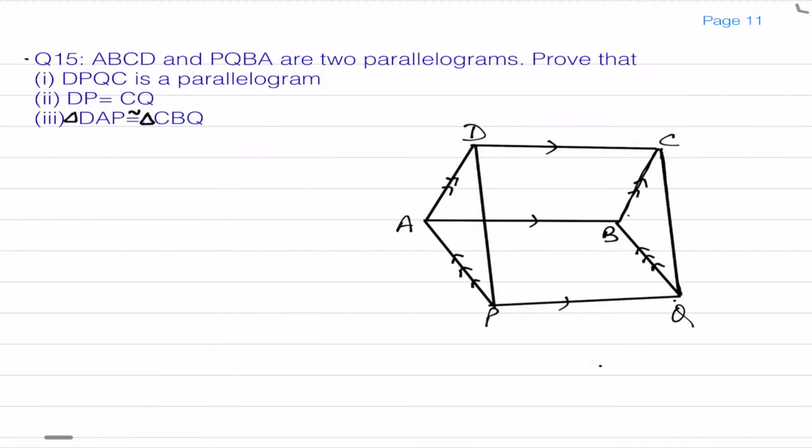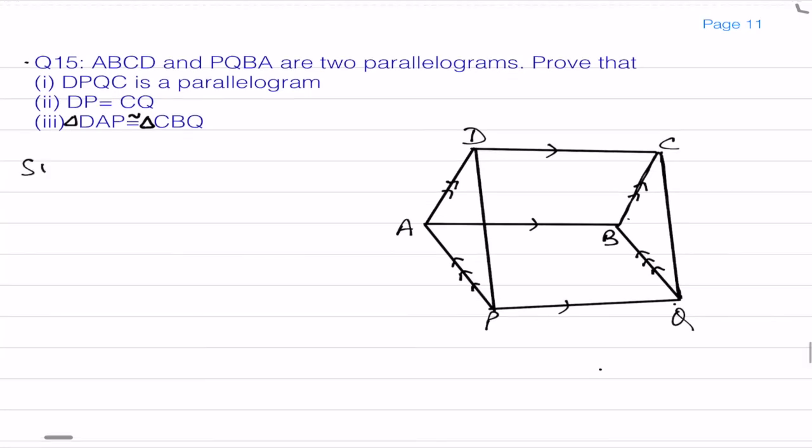See next question number 15. ABCD is a parallelogram and PQBA is also a parallelogram. So they have given two parallelograms. We have to prove that DPQC is also a parallelogram and DP is equal to CQ and the triangle DAP is congruent to triangle CBQ. So again children, we will prove any one of the properties of the parallelogram. Either the opposite sides are equal and parallel, or the opposite sides are parallel.